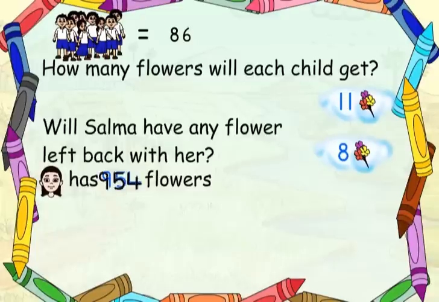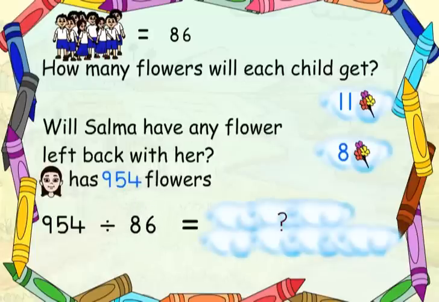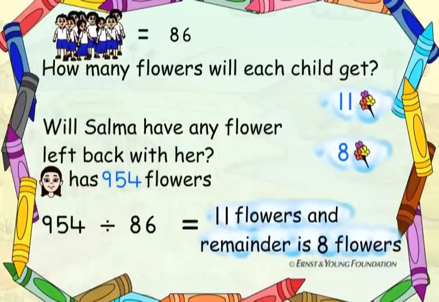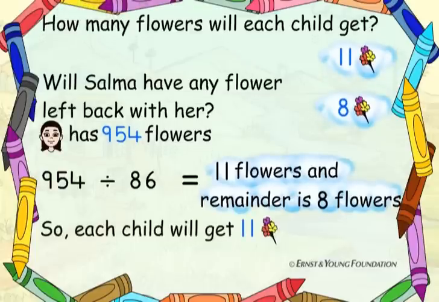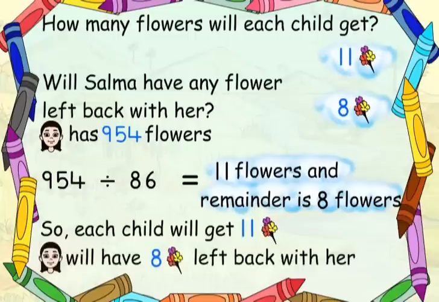So, 954 divided by 86 is equal to 11 flowers and remainder is 8 flowers. So, each child will get 11 flowers. Salma will have 8 flowers left back with her.